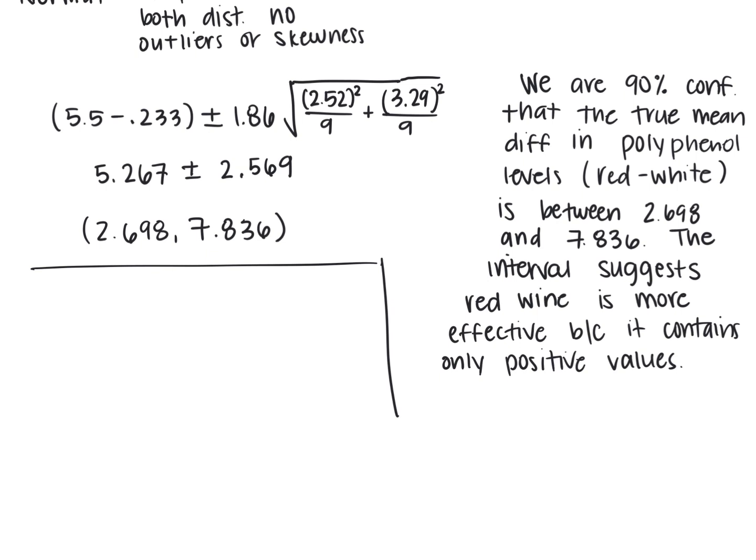So we go to stat and we go to tests, and then we go all the way down to 0. And this time for our input, we're going to choose data, because we have it listed into list 1 and list 2. So our list 1 is L1, our list 2 is L2, our C-level is 0.9, pooled is no, and then you hit calculate. And we're going to get 2.845 to 7.689. So definitely more accurate of a confidence interval here.